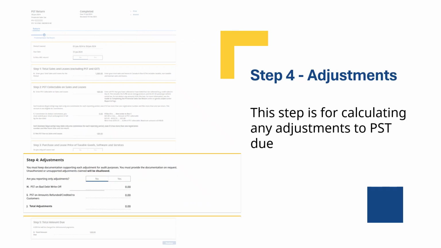Step 4 is for calculating any adjustments to PST due. This is where you'll make any necessary adjustments and calculate the amount of PST you'll need to pay to the Ministry of Finance. Please note that you must keep supporting documentation for any adjustments you claim. We may request documentation to verify the adjustment amounts claimed, or they may be requested during an audit.